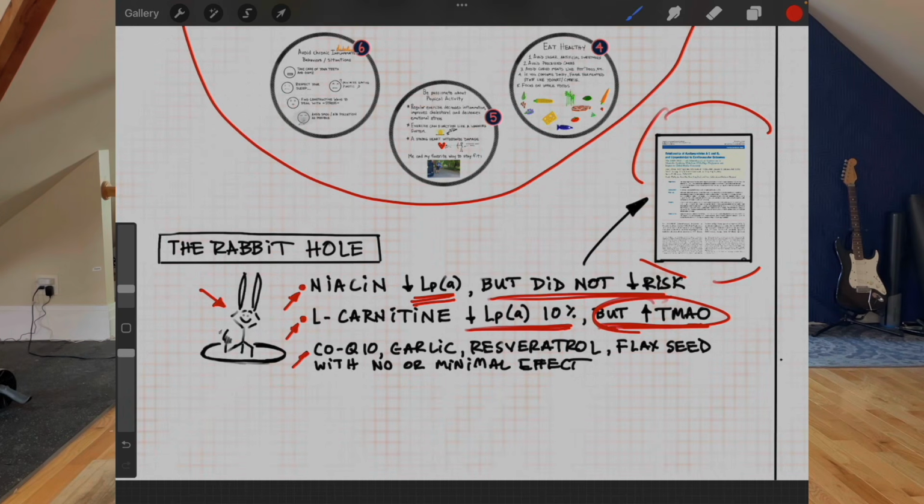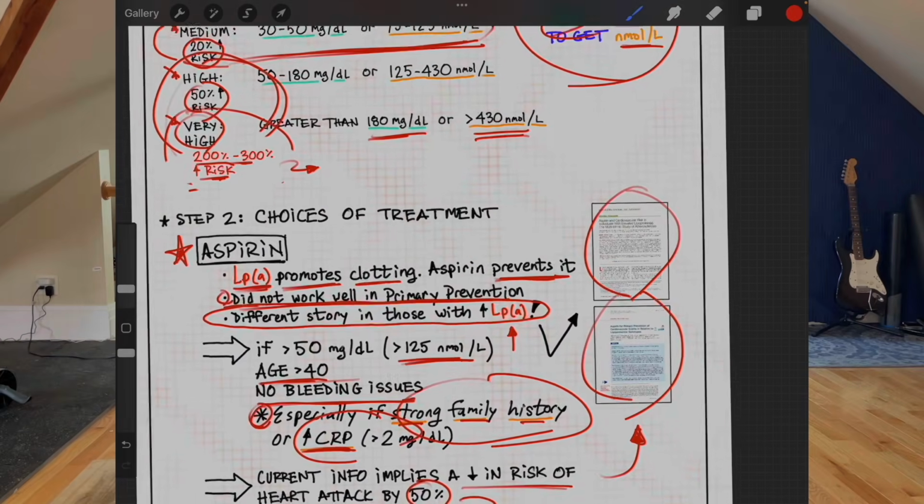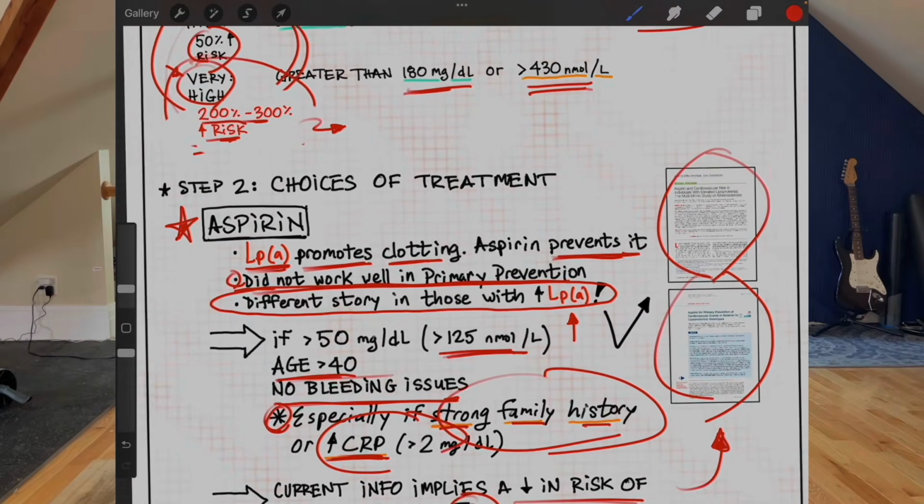And then there are a host of other ones which come up, but they just barely affect the lipoprotein(a) at all. CoQ10, garlic, resveratrol, flaxseed, no or minimal effect. So those are my thoughts about treatment if your lipoprotein(a) is high.